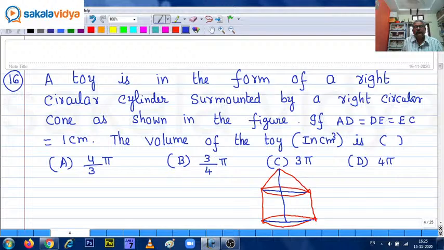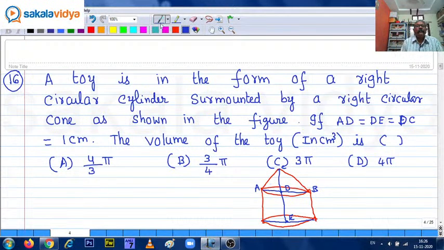Right. This is A, B, C, D and E. Okay, what is given actually? AD is equal to DE is equal to EC. Not EC, this will be DC. DC is equal to 1 centimeter.